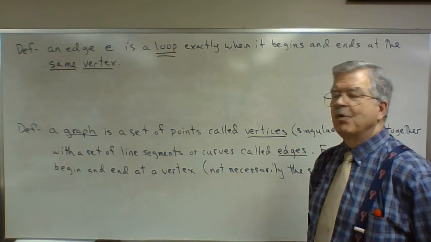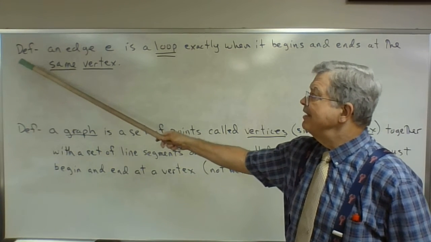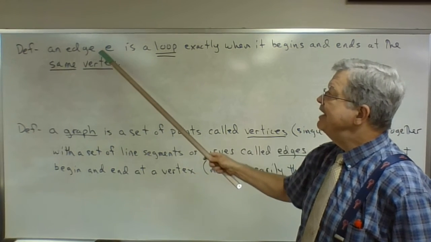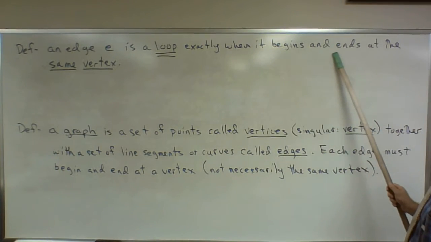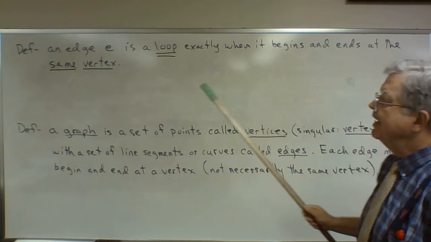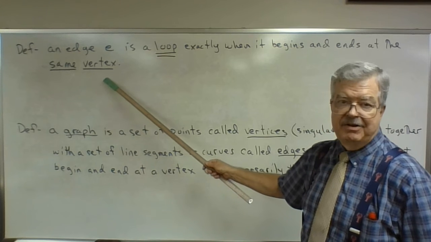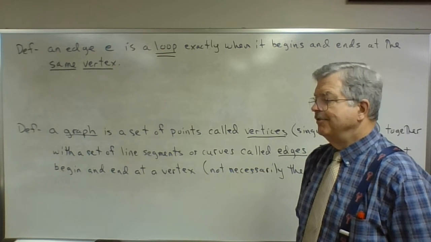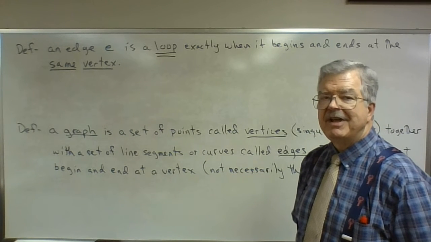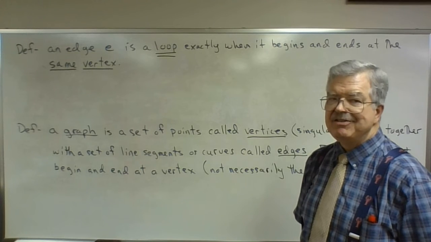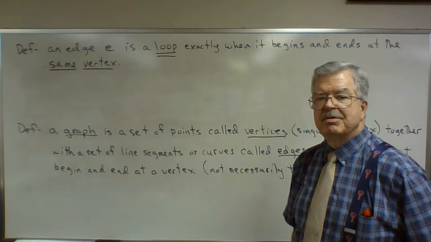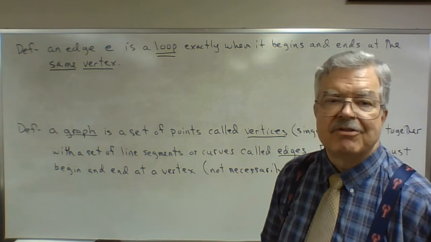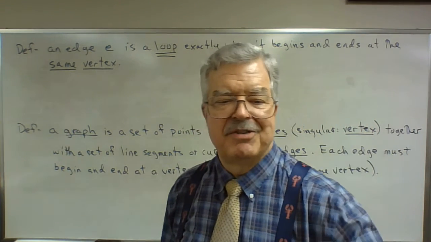We'll make this formal. Here's our definition. An edge E is a loop exactly when it begins and ends at the same vertex. So if an edge starts at a vertex and comes back and ends at that vertex, it's a loop. Now let's look at some more examples of graphs.